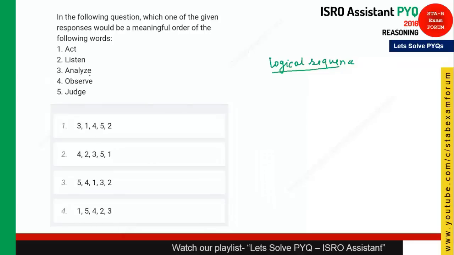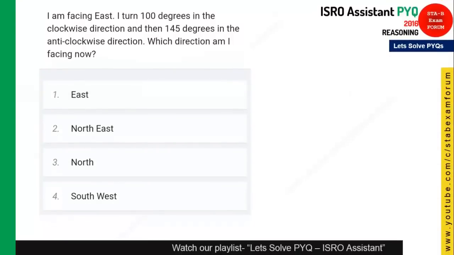So if you analyze all these words, you will find first a person observes. So option 4. Okay, after observing, what we should do? We should listen. Okay, once we listen, then we need to analyze. Okay, after analyze, we should judge. Okay, and after judging, we should act. So option 2, that is 4, 2, 3, 5, 1 is the right answer. Okay, understood? Okay, let's see the next question.